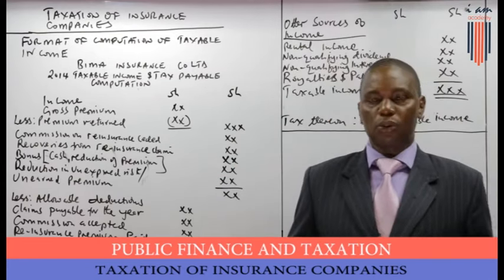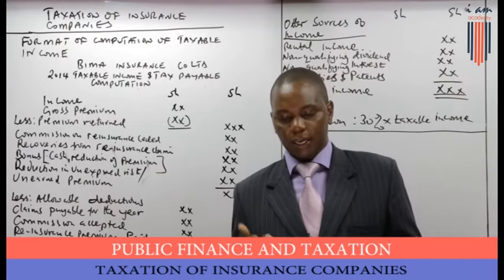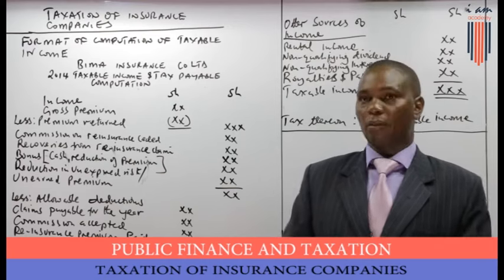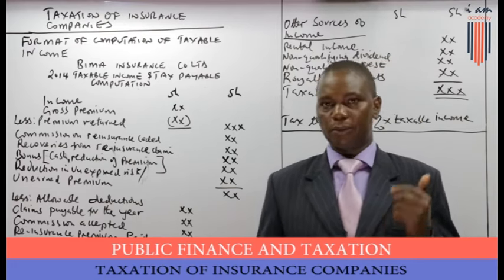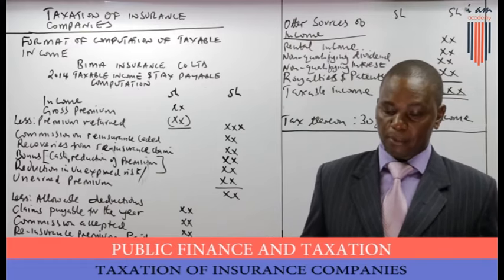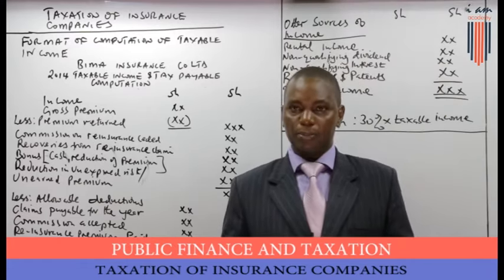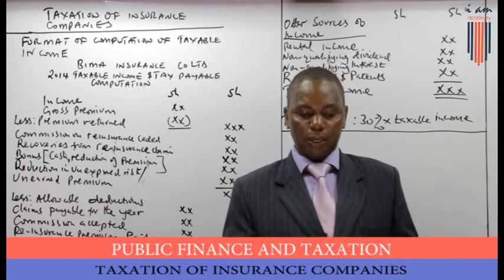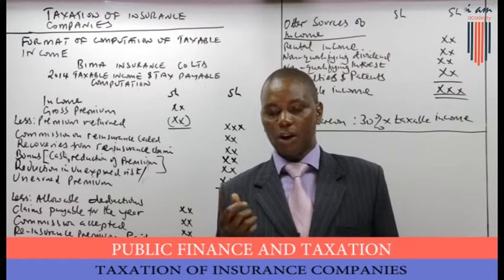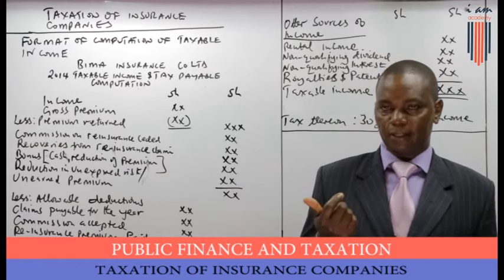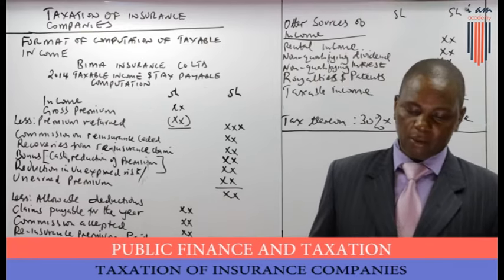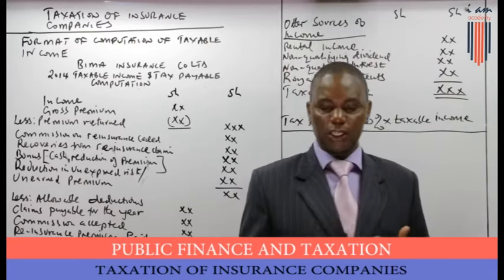Now, for resident insurance companies, the taxable income is arrived at by taking, amongst other things, the following. The first one is the gross premiums from the general insurance policy, less any premiums refunded. Then the second item to be included in the income is commissions: commissions or expense allowance received or receivable, that is the commission ceded. We will explain the meaning of the word commission ceded as we continue with our discussion.